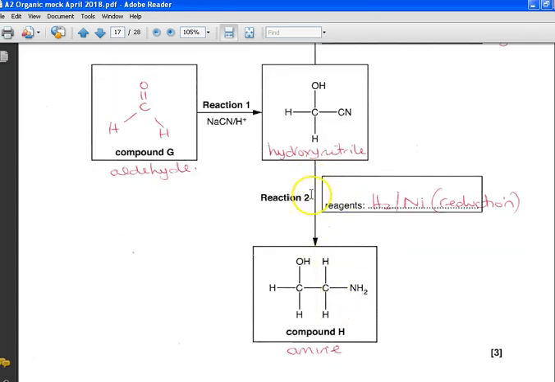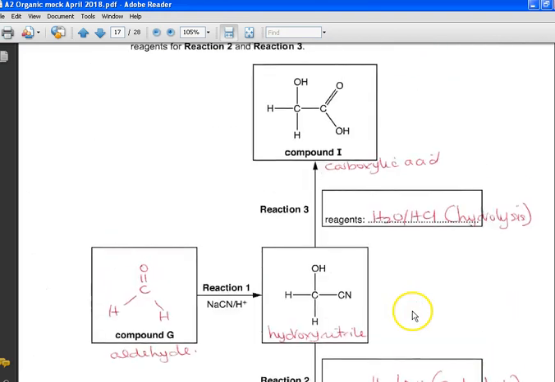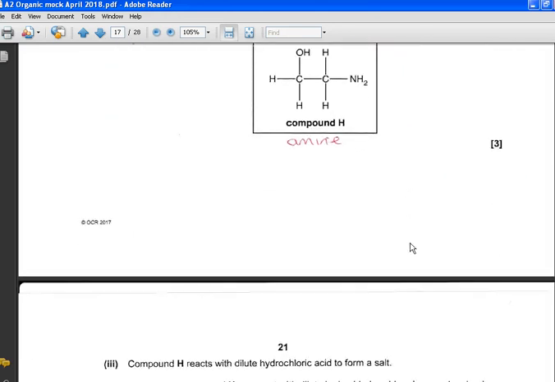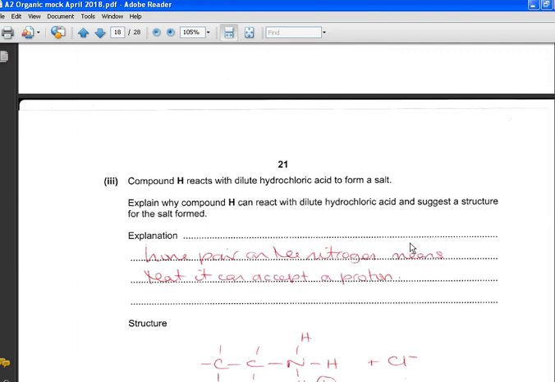Reaction 2, then, to convert that to an amine, we need to reduce it. So hydrogen and nickel. And this one, we will need to hydrolyze it. So aqueous acid: H2O and HCl, or HCl with aqueous in brackets, but you need to indicate that water has to be present for hydrolysis. Okay, so again, if you've got your synthesis map in your head, that would not be difficult.